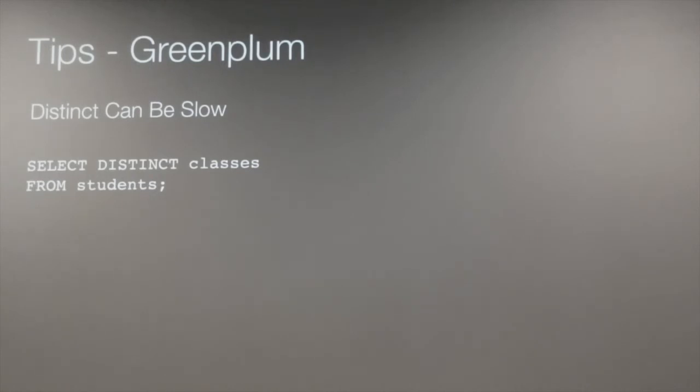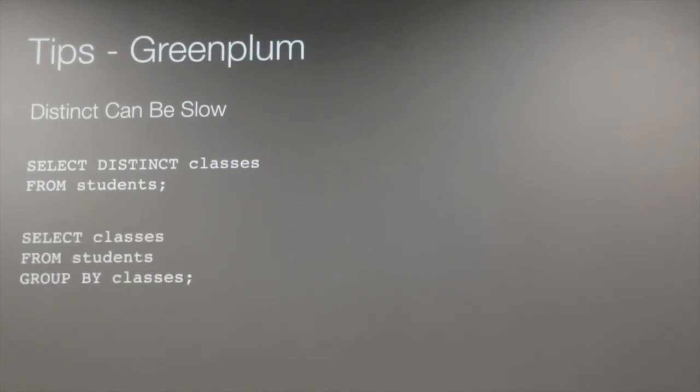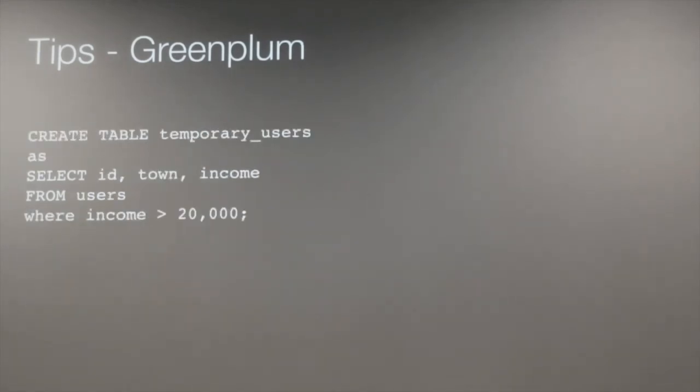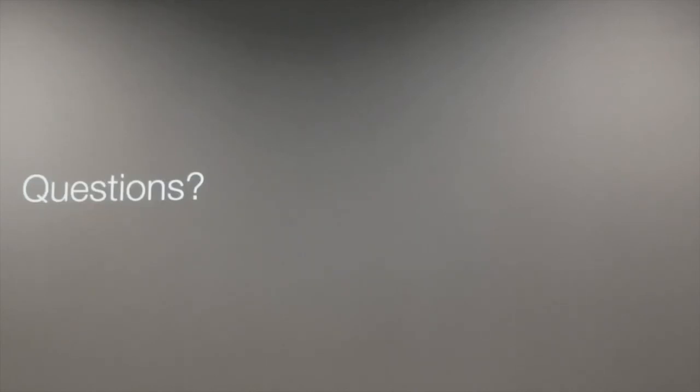OK, so we have a couple tips. This is one we found. Stay away from distinct. This is Greenplum specific. Greenplum's going to fix this at some point, but right now, you want to rewrite all of your distincts as group bys, which you almost always can. And then use temporary tables is the other tip I had for using Greenplum. I'm going to skip through and open it up for questions.